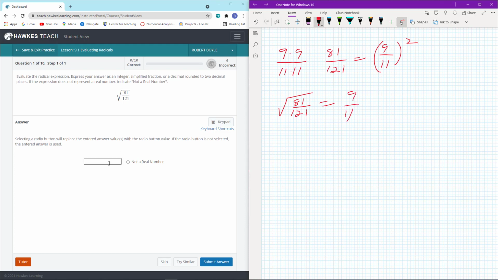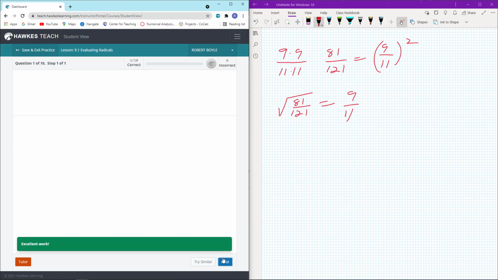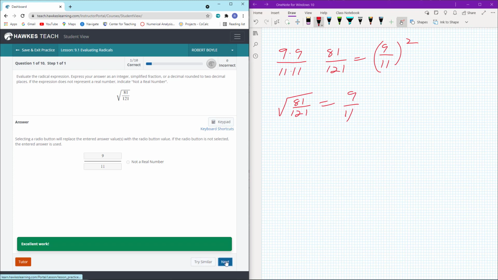And then to put this in, we put in a 9, use our slash for fraction, and they have this interface, which means we need to tab down. Can't just use the arrow keys. Put in 11, submit our answer, and there we go. Let's see what else we have.